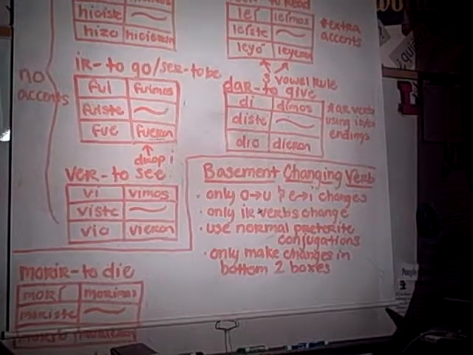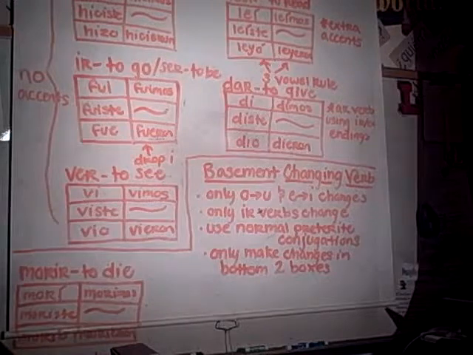Okay, ir and ser are the same box, and they change completely to fui, fuiste, fue, fuimos, and fueron. In fueron, you drop the I. And then dar is to give, and even though dar is an AR verb, it uses the IR and ER endings with no accents. And then ver just uses the normal endings, but they don't have accents.